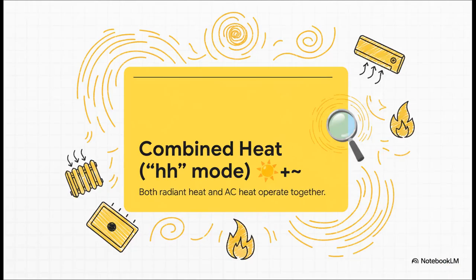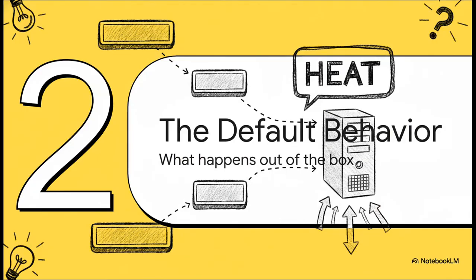And last but not least, for when you need to bring out the big guns, there's combined heat. Think of this as the all systems go mode. It fires up both the AC heat and the radiant heat at the same time. This is for when you need to warm up a room like yesterday. Okay, so we have these three options.